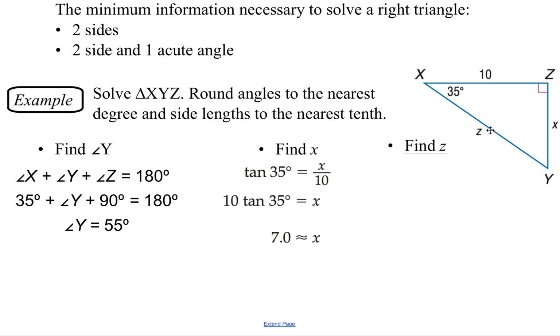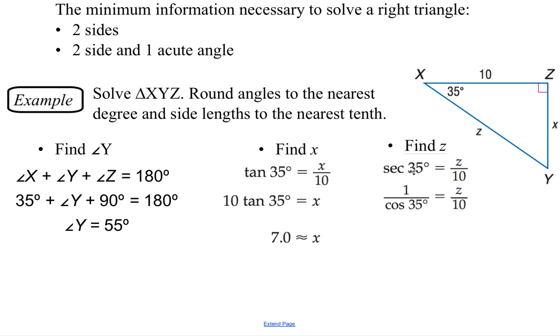So what trig function could we use that uses the adjacent side and the hypotenuse? That would be the cosine function or the secant function. And remember, we want to keep the variable in the numerator. So if I used cosine, I would have the cosine of 35 is equal to 10 over z. So I'm going to choose the secant function so that I can keep the z variable in the numerator. Multiplying both sides by 10.